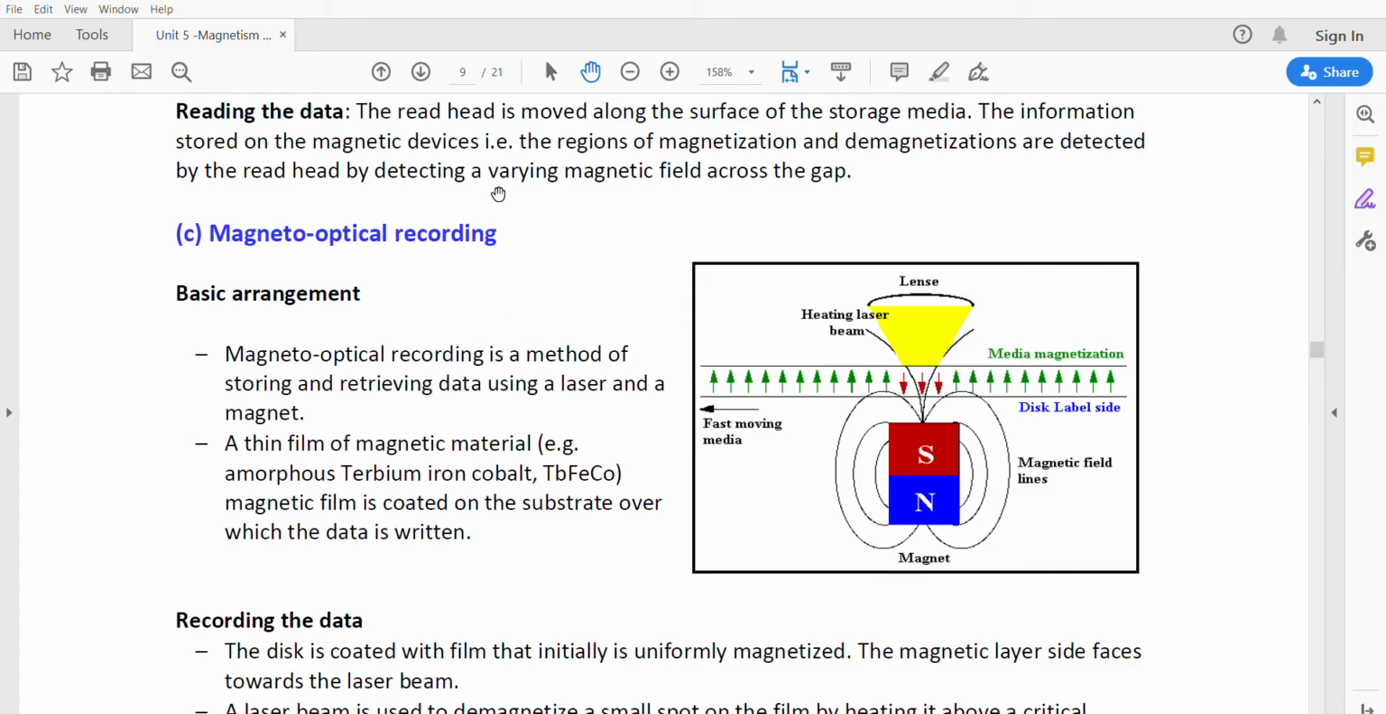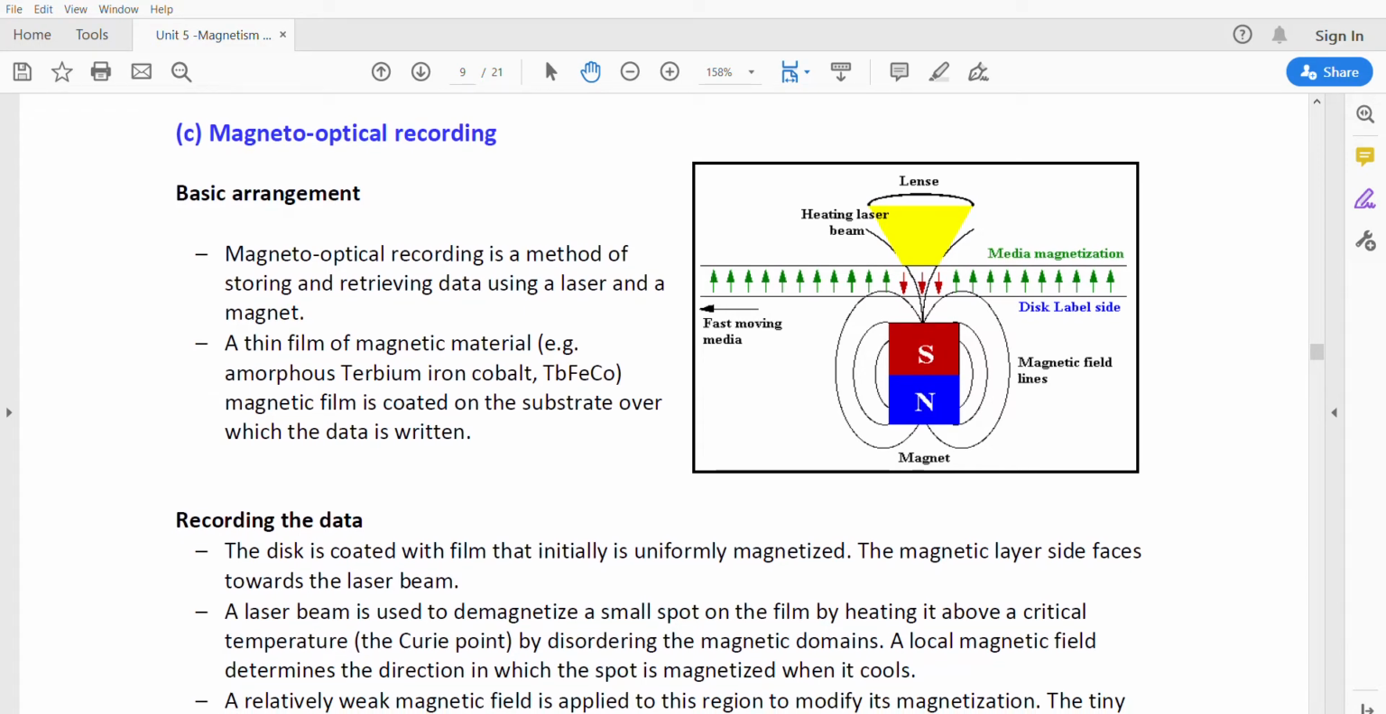Here we can see the read head is moved along the surface of the storage media. The information stored in a magnetic device, that is regions of magnetization and demagnetization, are detected. So as I already told, when the read head is moving on the surface of the storage medium, it will identify the magnetized and the demagnetized portions. That is, it is identifying the zeros and ones, and the data is read by the read head by detecting the varying magnetic field across the gap.